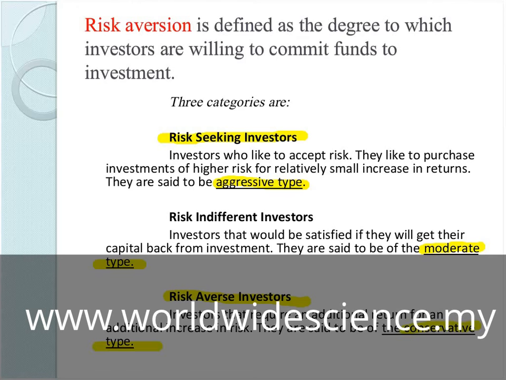So these are the three types of investors we have when we make any decision on a project. You can find yourself when you do any decision making on a project: you are a risk-seeking investor, or you are a risk-indifferent investor, or maybe you are just risk-averse. You are a conservative type.